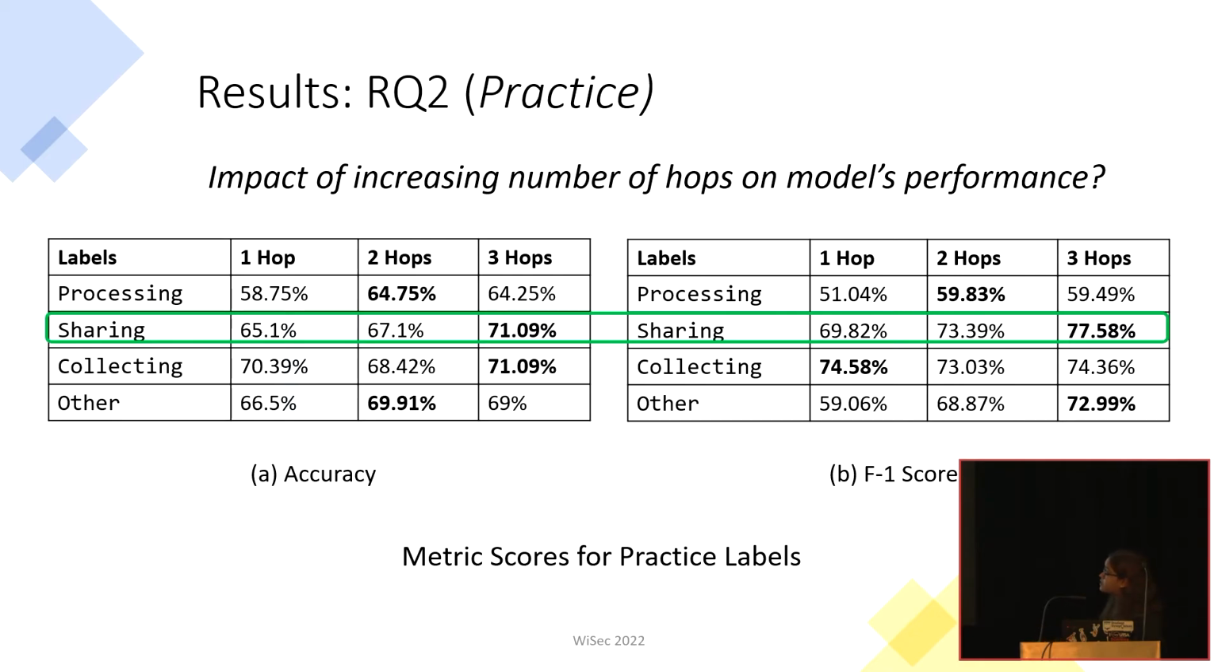So for example, for sharing, in the first hop, we received 65.1% accuracy. We introduced another hop, the accuracy increased, and we received 67.1%. And then we introduced a further hop, and we received 71.09%, which is pretty good. It also aligns with our understanding that sharing is basically the code segment from third-party libraries, and it might be the case that third parties are using this information in further hops.